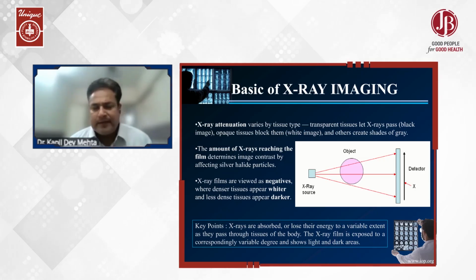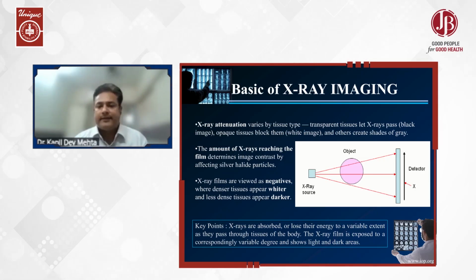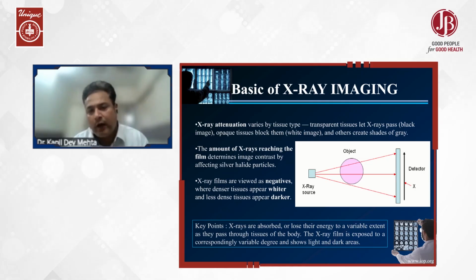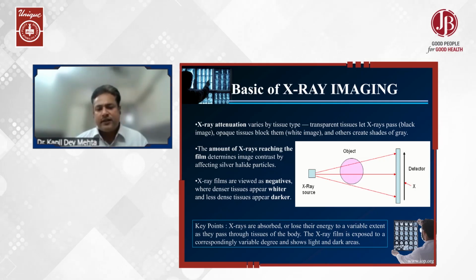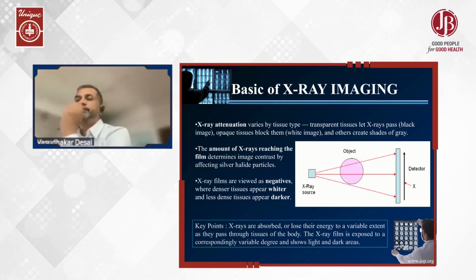As for the basic principles of X-rays, I think you are aware that transparent tissues allow the X-rays to pass, so they appear black, and opaque tissues block them, so they appear white, and other tissues appear gray. So that is generally how X-rays appear.